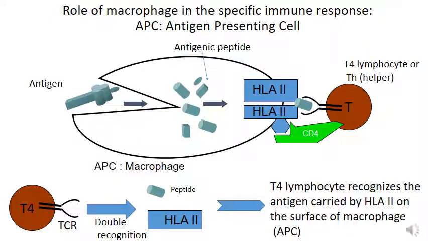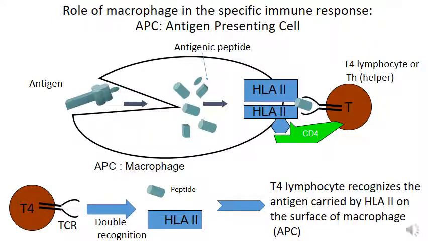Where exactly? The macrophage is an immune cell that possesses, in addition to HLA class 1, HLA class 2. So the antigenic peptide, as you see in the figure, is going to be displayed on the HLA class 2. Okay, so how is this macrophage going to be an APC? How is it going to present the antigen? Actually, it is going to present a sample of the antigen, which is the antigenic peptide.